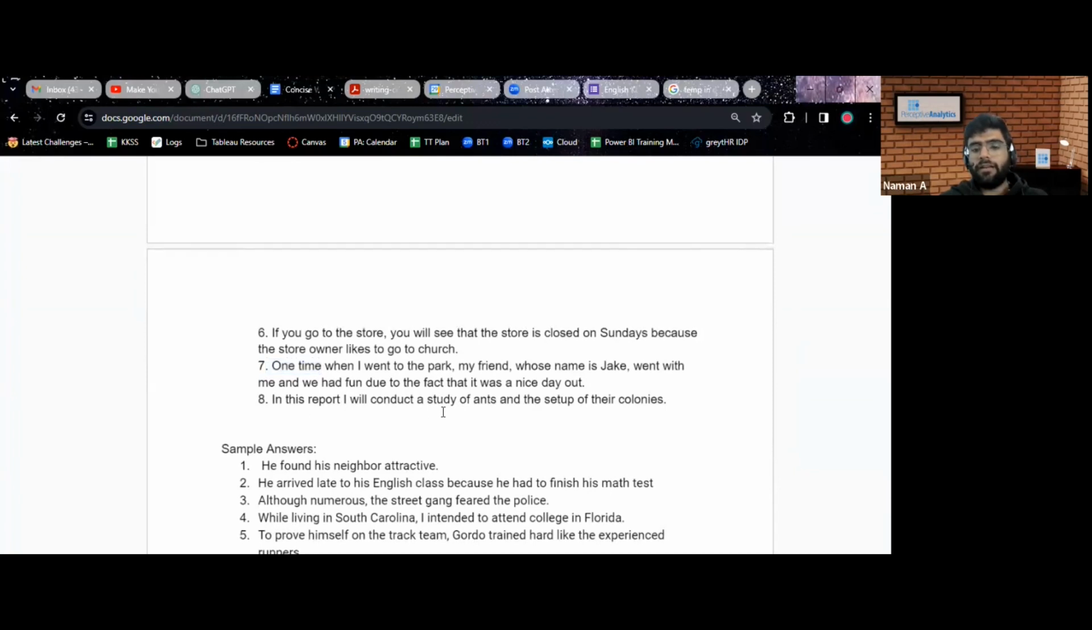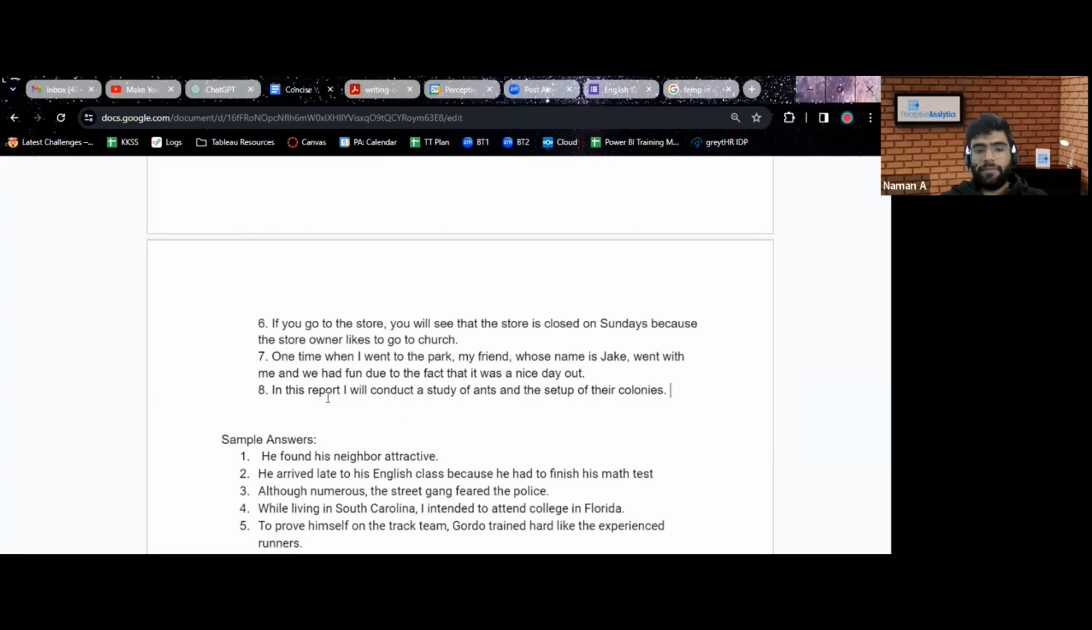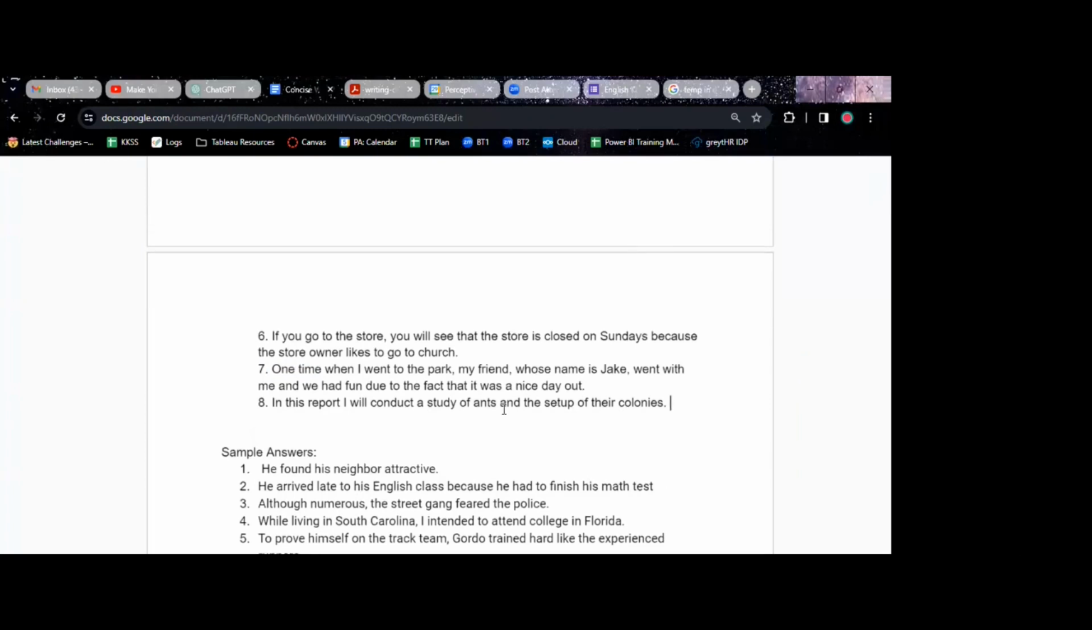Last one. In this report, I will conduct a study of ants and the setup of their colonies. This report discusses ants and the setup of their colonies. Right. Yeah. So we don't require "I will." So this report discusses a study of ants and the setup of their colonies. That is good. Okay. Doesn't this change the subject from "I" to "the report"? If you just said this report discusses, the first person is not coming into the picture. Is that fine?